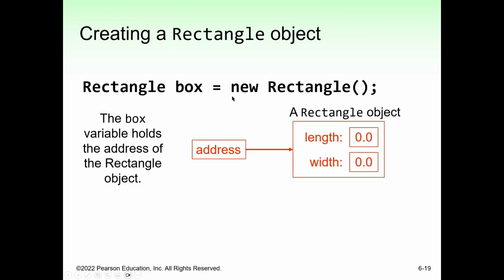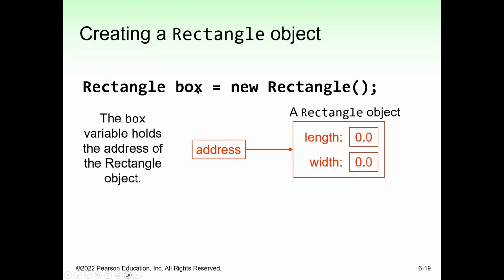This would be the way you would declare your rectangle object. In this case, you have to specify the class, which is Rectangle, then the name that you want your object to have, in this case it's box, then the equal sign, then the keyword new, and then the name of your class again. So in this case it's Rectangle, then parentheses, and a semicolon at the end.